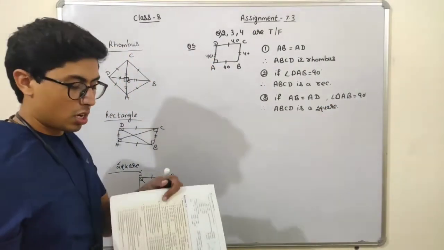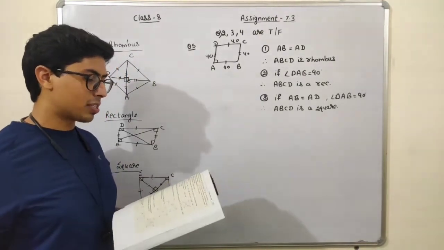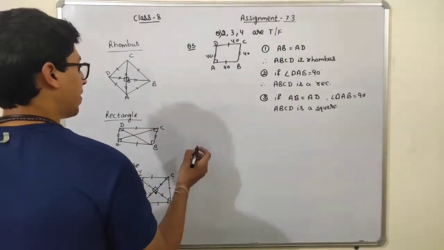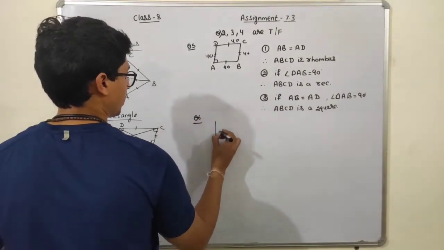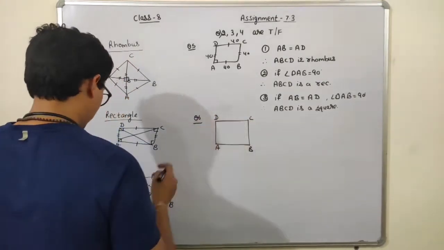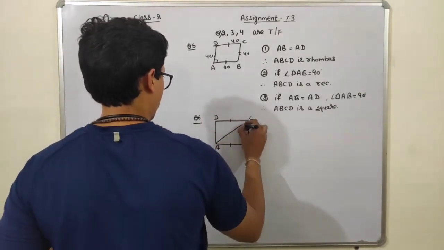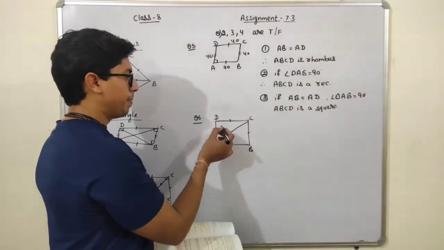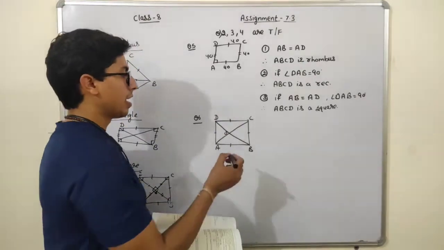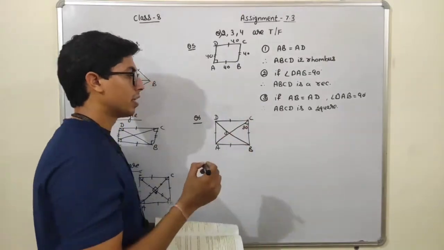Okay students. Now, if I move forward to question number 6. Students, in question number 6, ABCD is a rhombus, it is given in the figure. So, ABCD is a rhombus, students. Okay. So all the sides will be equal, and AC and BD are the diagonals, and this angle is 30 degrees.